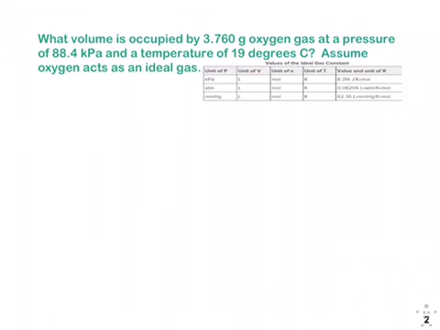So let us practice this. What volume is occupied by 3.76 grams of oxygen gas at a pressure of 88.4 kilopascals and a temperature of 19 degrees Celsius? Assume oxygen acts as an ideal gas. So the first thing we need to do is deal with this 3.76 grams of oxygen gas. Nowhere in our PV equals nRT formula do we have a place to put grams of oxygen.